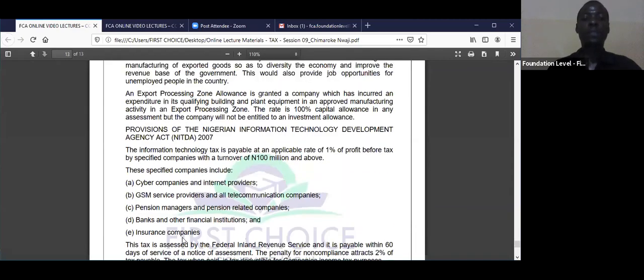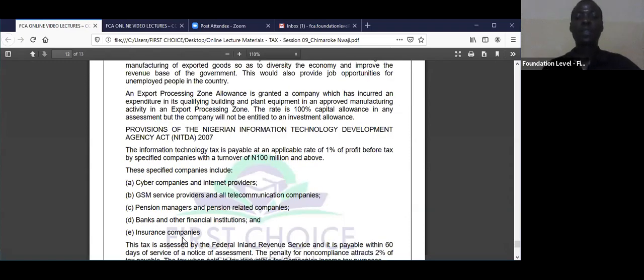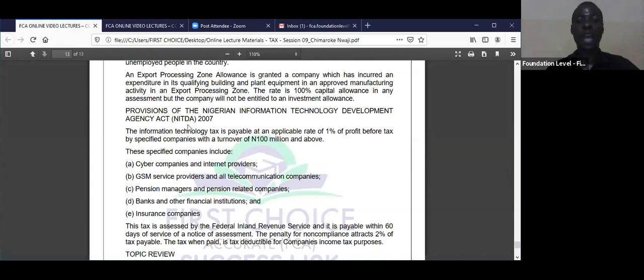Now you see there are some other provisions of the Nigeria Information Technology Development Agency Act. This includes the ICT tax, they call it IT tax, which is at an applicable rate of 1% of profit before tax by some specified companies that are over 100 million.